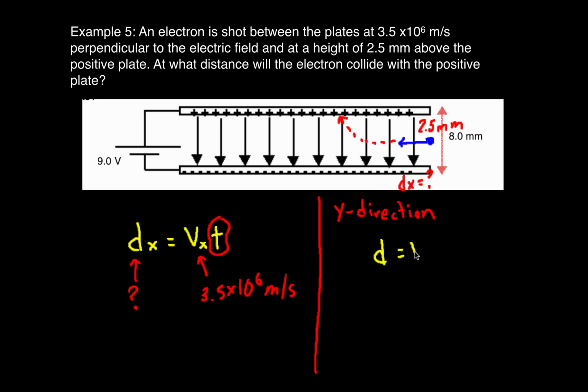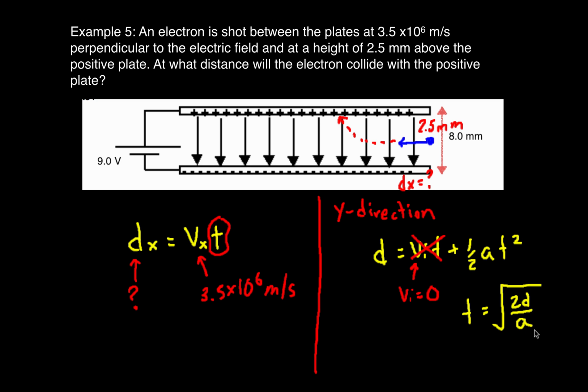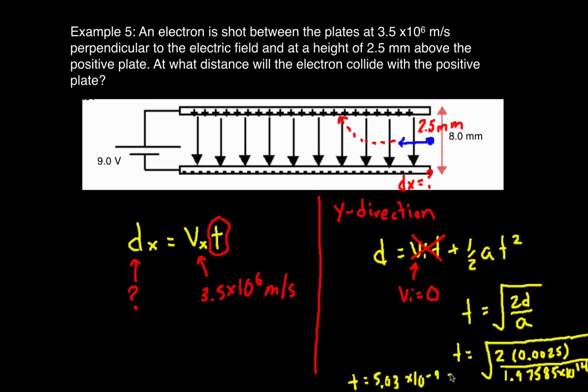We can use d equals vit plus 1/2 at squared to solve for t. The original velocity in the y direction was 0. That means that this whole original term, vit, goes away. We have d equals 1/2 at squared. This allows us to rearrange for t. T equals root 2d over a. So t equals the root of 2 times the vertical distance the electron travels, which is 0.0025, or 2.5 millimeters, divided by the acceleration in the y direction that we found in previous steps, 1.97585 times 10 to the 14. This gives us time equal to 5.03 times 10 to the negative 9 seconds.